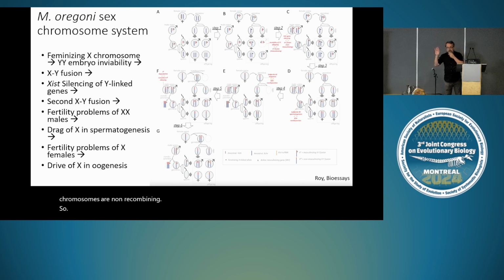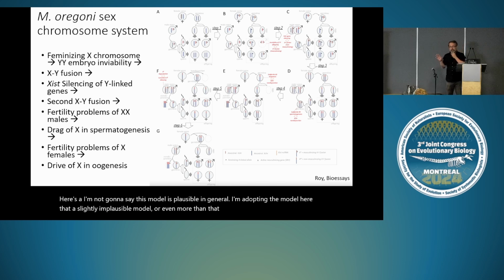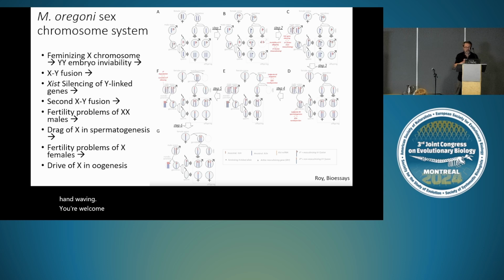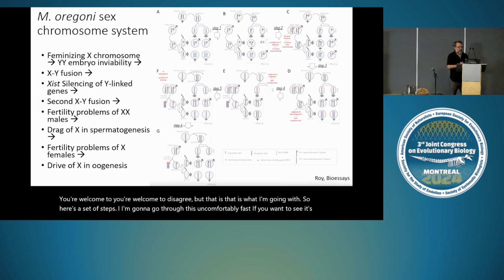So I'm not going to say this model is plausible. In general, I'm adopting the model here that a slightly implausible model, or even more than that, is better than no model at all or just hand-waving. You're welcome to disagree, but that is what I'm going with. So here's a set of steps. I'm going to go through this uncomfortably fast. If you want to see, it's in the bottom right corner.